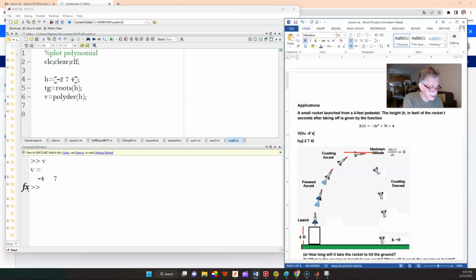Negative 4 times x, that's the first term. The constant term is 7. That's what I got from the derivative. So this is the equation of the velocity at any time. How did I do that? By finding the derivative, using the derivative of a polynomial.